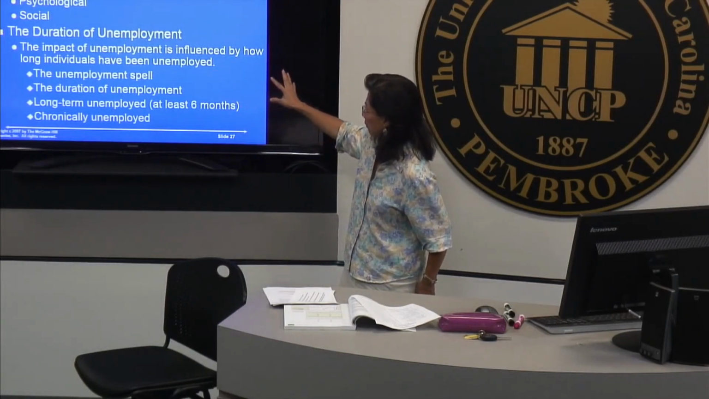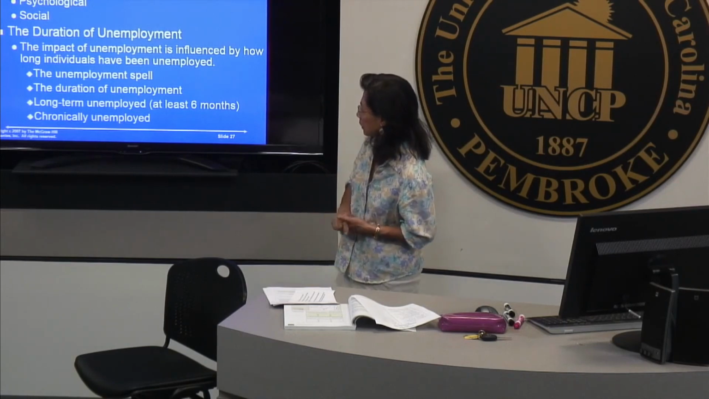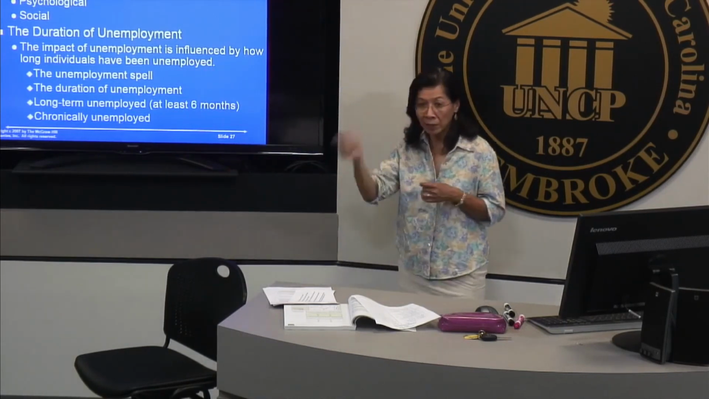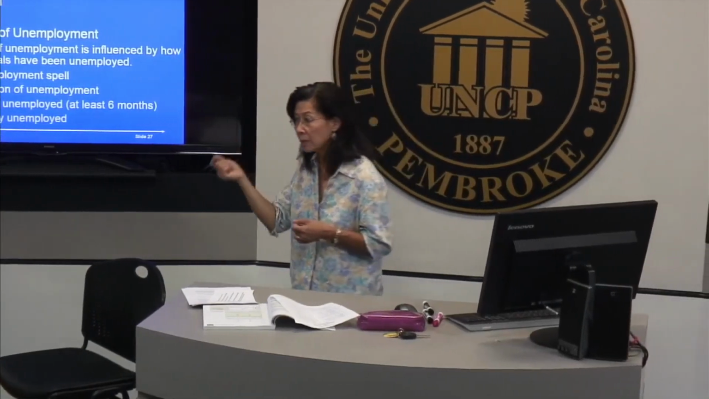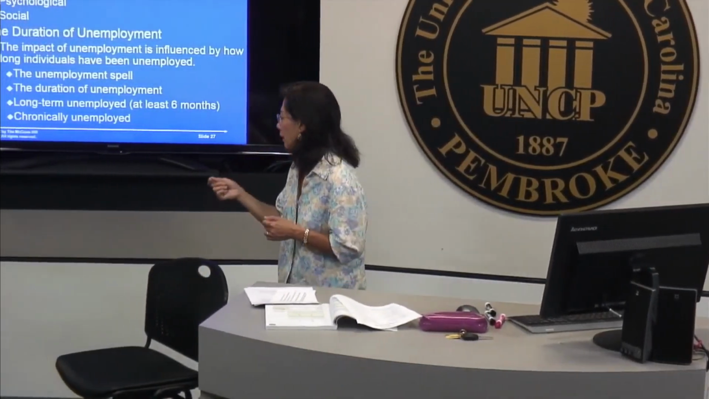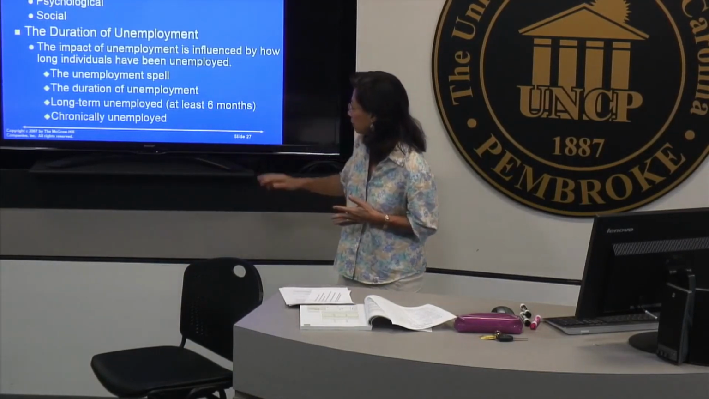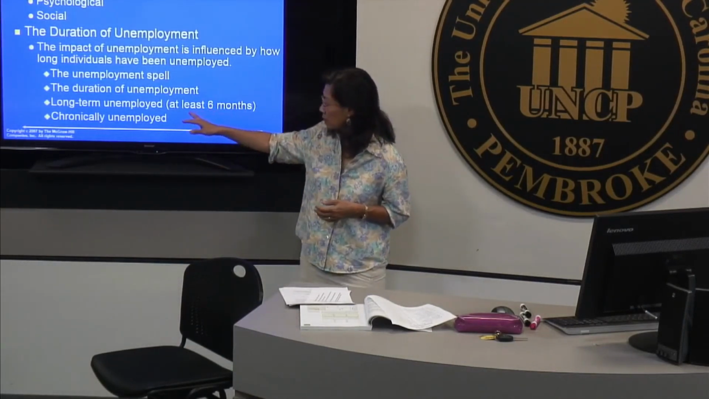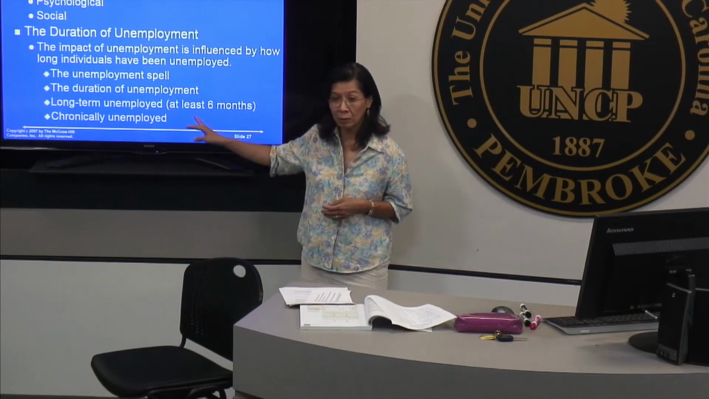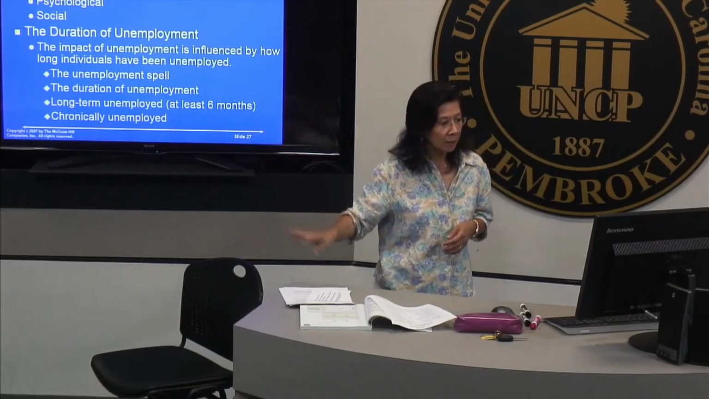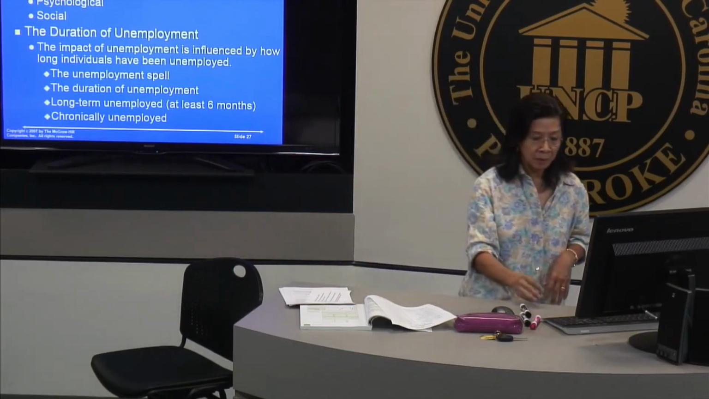The impact of unemployment is influenced by how long individuals have been unemployed. And there were a few definitions there. Unemployment spell means you fall in and out of unemployment. You get a job and then you don't like it, you get out, get in, get out, get in. As for the duration of unemployment, basically we say that if you're looking for a job for at least 6 months, you're considered long-term unemployed. And that's kind of bad news. Chronically unemployed is even worse. It's beyond 6 months.